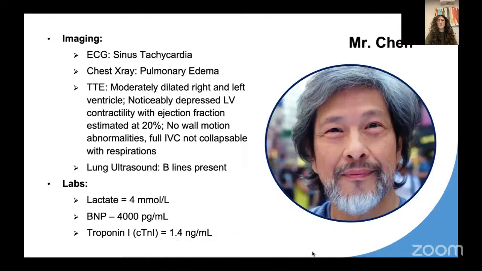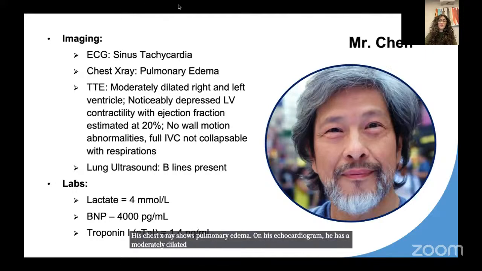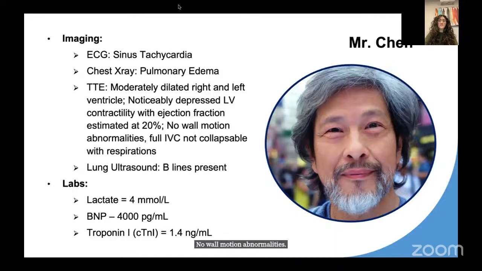All right. So going back to our patient, Mr. Chen, we have results from his imaging and his labs that are done. His EKG shows sinus tachycardia. His chest X-ray shows pulmonary edema. On his echocardiogram, he has a moderately dilated right and left ventricle, noticeably depressed left ventricular contractility with ejection fraction estimated at 20%. No wall motion abnormalities. He has a full inferior vena cava, not collapsible with respirations. And you do a lung ultrasound, which shows B lines.